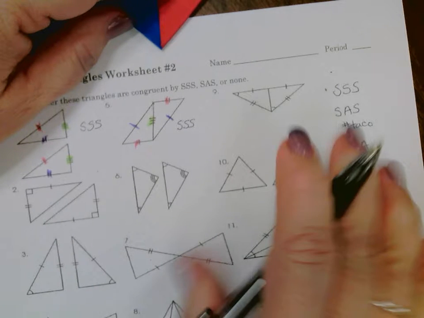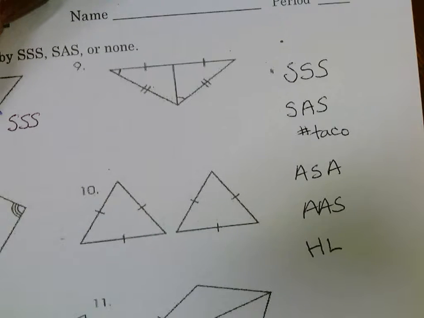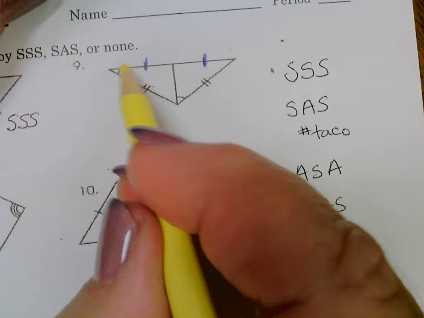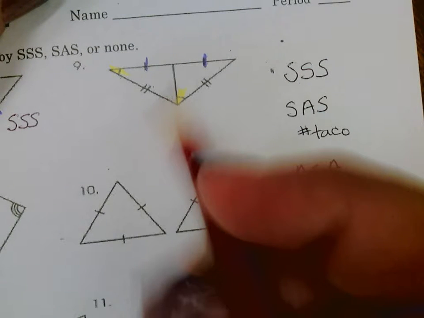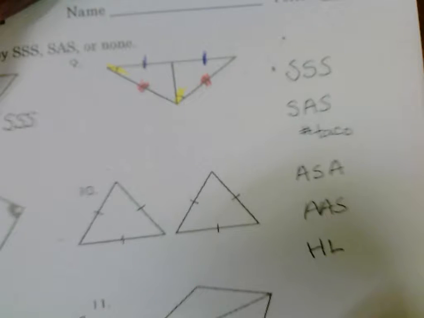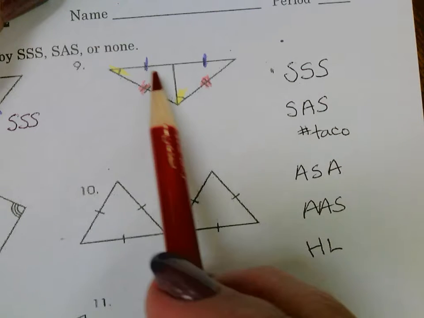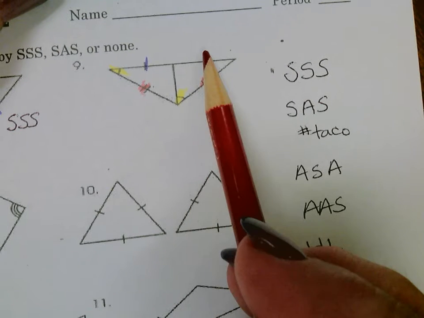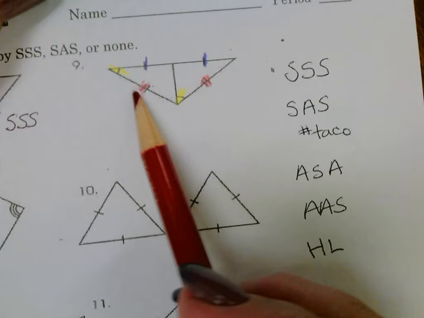Let's go over to this next one. This side is congruent to this side. This angle is congruent to this angle. And this side is congruent to this side. This is a tricky one because we're going to look and see if it works. I have side, angle, side, right? But here, I have side, side, angle. So these are not congruent to each other because the parts are not corresponding.